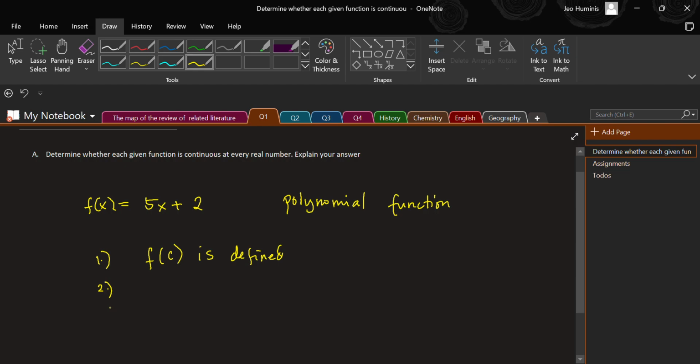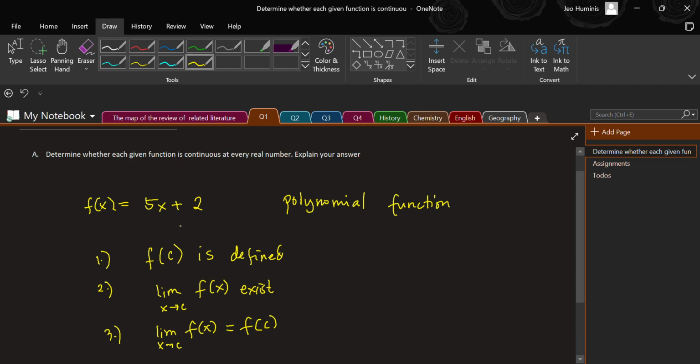And the second property is the limit of f of x exists as x approaches c. And the third property is the limit of f of x as x approaches c must be equal to f of c.